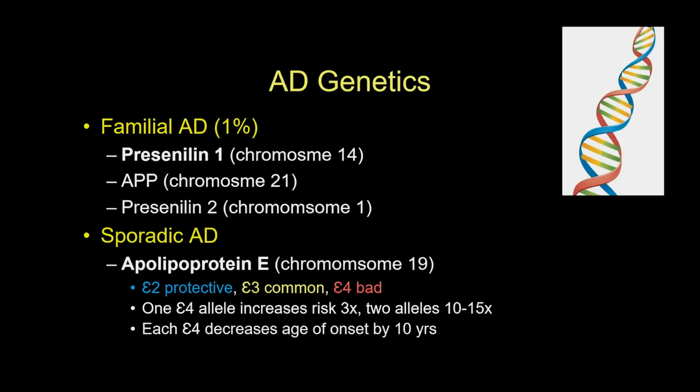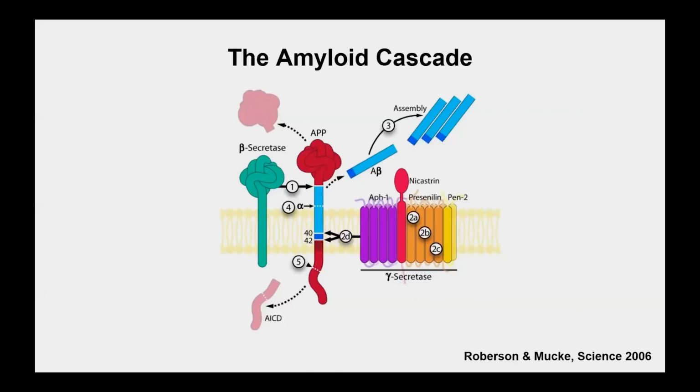The other thing that ApoE does is that it decreases the age of onset by about 10 years per each E4 allele or copy. And so if an individual otherwise was destined to develop symptoms of Alzheimer's disease at age 80, but they also happen to have 2 copies of ApoE4, then they might develop symptoms as early as age 60. So this is probably the most complicated slide that I'll show you tonight.